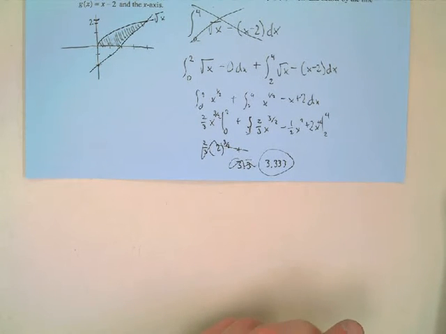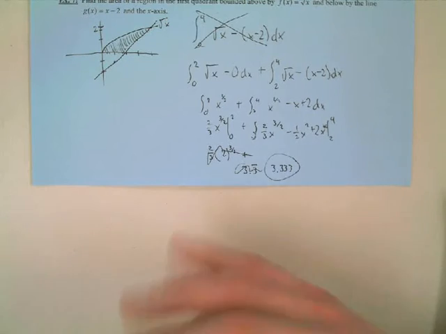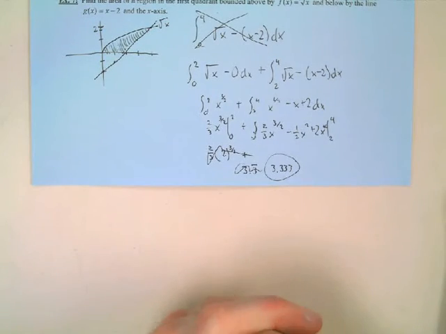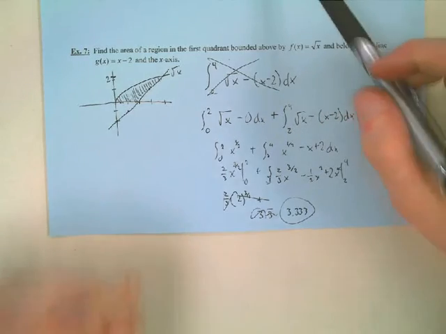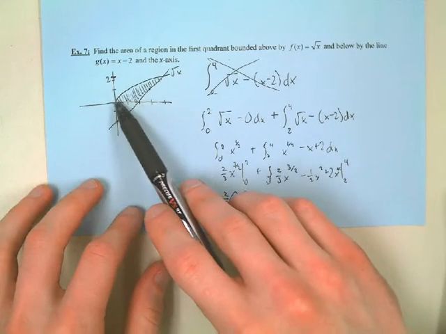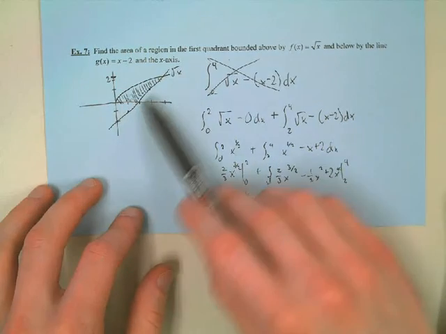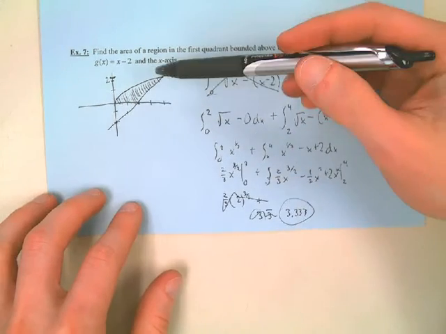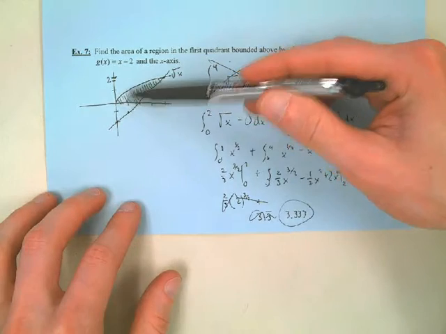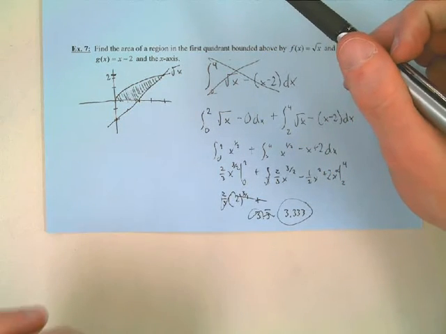Now, there's another way to do this problem. Okay, so what was the issue with this? Why did we have trouble? Right, because our bottom curve changed. But what if instead of integrating and doing everything with respect to x, what if we integrated with respect to y here? What if we did it in terms of y?